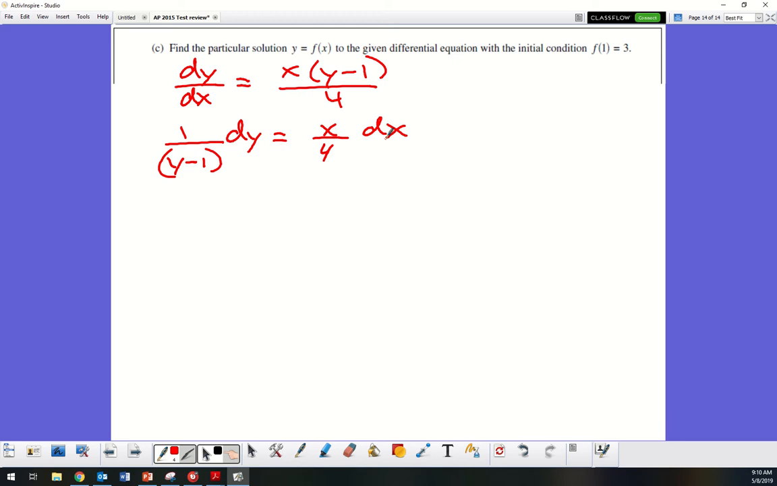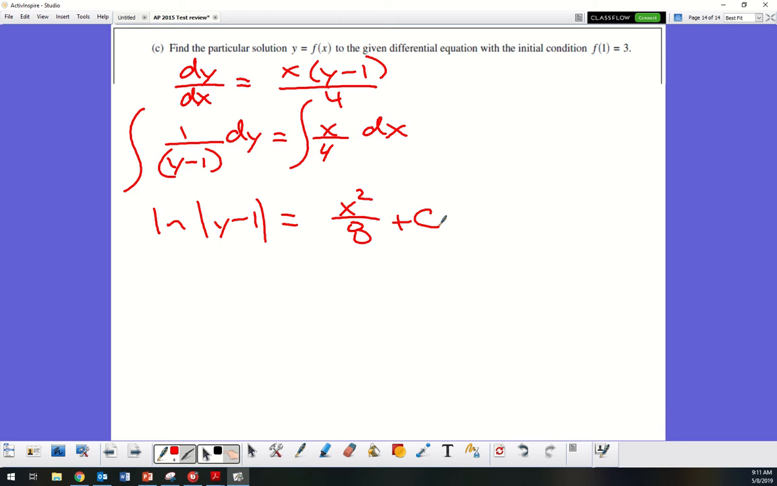Okay, so we're separating the variables, and now we're going to integrate both sides. So this is going to be ln of y minus 1 is equal to x squared over 8 plus c. Over 8, because it goes x squared, and then the 2 goes down, and there's already a 4 there. Okay, so now we get that.